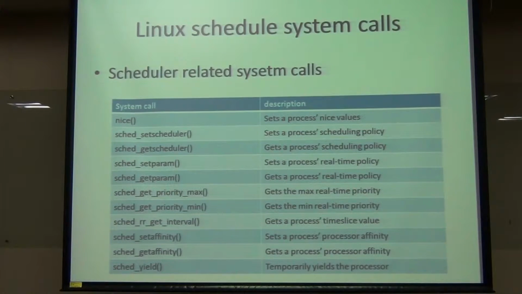All right, these are the system calls that you can use to configure your scheduler types as well as the priorities. The first one, nice, you can set the nice values, and then the most frequently used one is sched_setscheduler. You can set the scheduler policy and parameters, and then you can get the priority max, priority min, and then here sched_rr_get_interval, so you can get the time slice of SCHED_RR round robin, and sched_setaffinity.